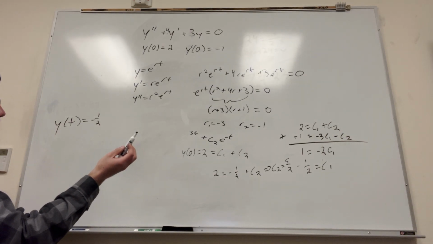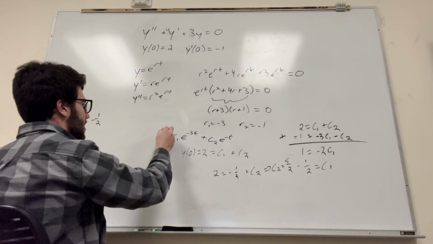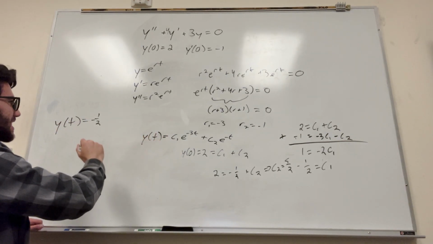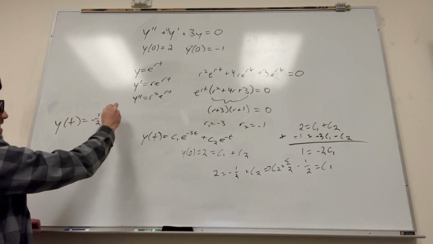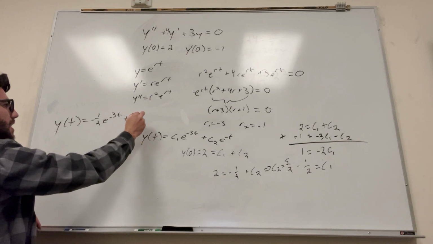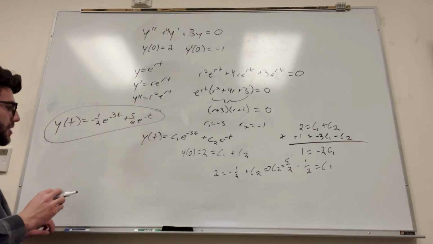Oh, I did, didn't I? Hold up, oh, it's right, it was right here. You can see it still. Wow, I can't believe I did that. Okay, so you're going to plug the constants into that. So e to the -3t, and then it's going to be plus 5/2 e to the -t. And there you go, that's our general solution, or particular solution.